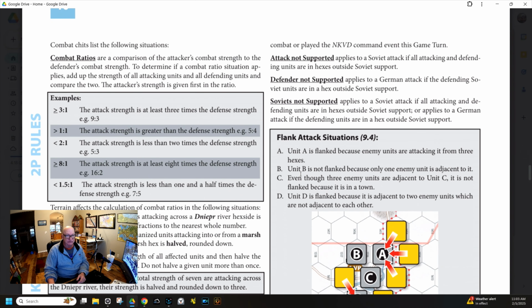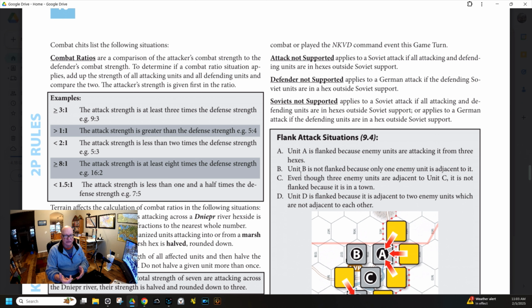Combat chits list the following situations. Combat ratios. Those are a comparison of the attacker's combat strength to the defender's combat strength. Just like a lot of war games use for a CRT, you add up attacking strength, go against defender strength, and you come up with a ratio.